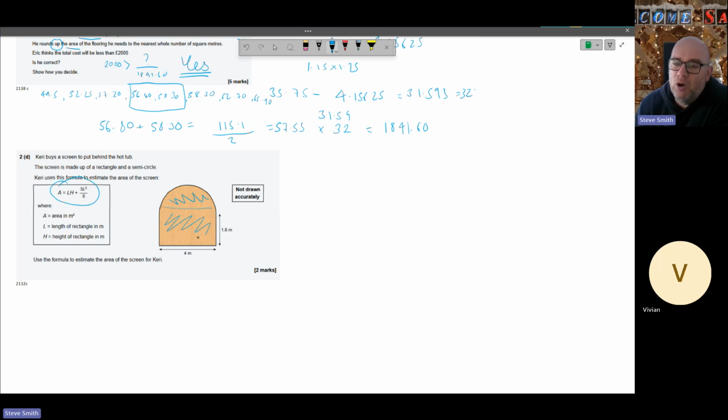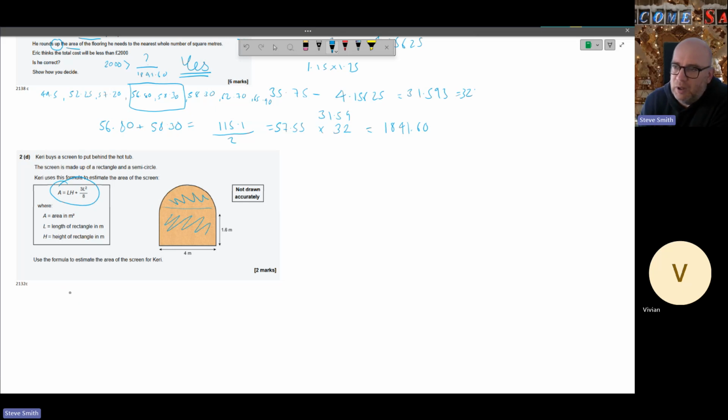So this is about order of operations. This is like using BIDMAS. And it's given us what each letter stands for. L is the length, H is the height, L again is the length, we've got a squared in there, and A is the area at the final.